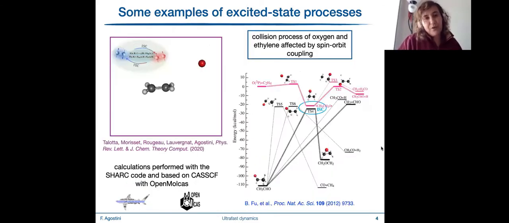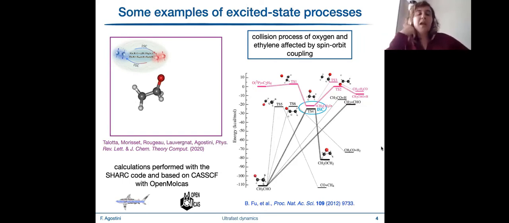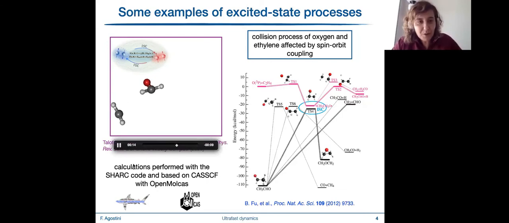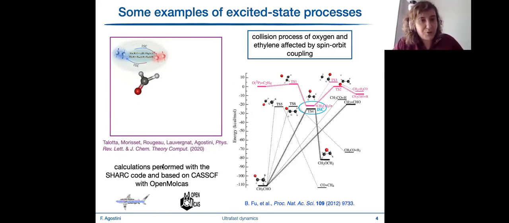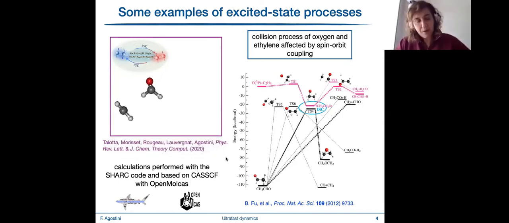Another example that we're currently studying is a collision process. It's not a photoactivated process. It's the collision of oxygen with the ethylene molecule. What is interesting in this process is that despite there being only light elements, hydrogen, carbon, and oxygen, there are some nuclear configurations for which the spin orbit coupling is important. This is shown in this figure that I took from this paper. And here, this trajectory is one simulation that we have done with this code.